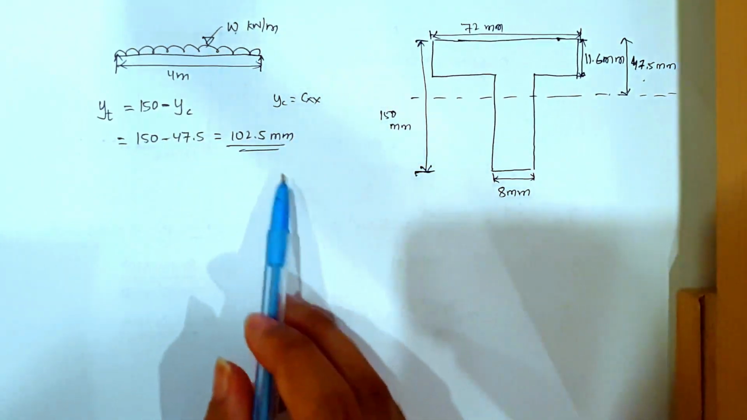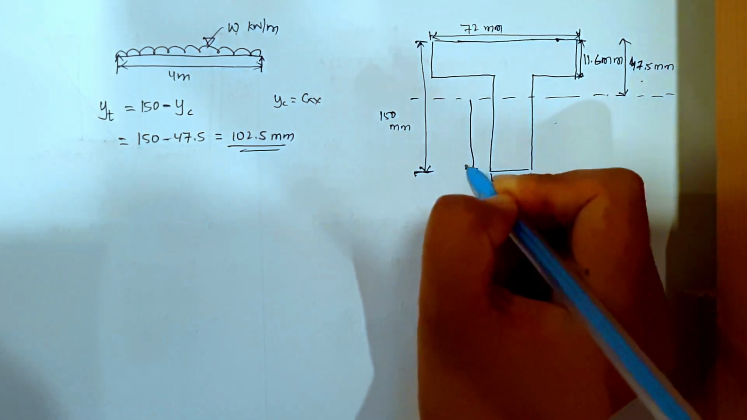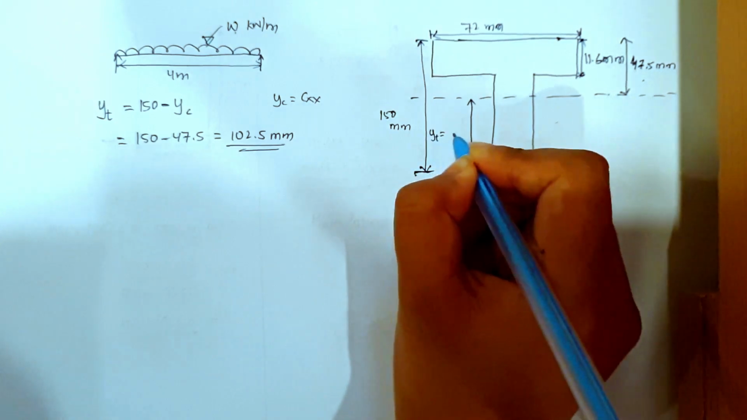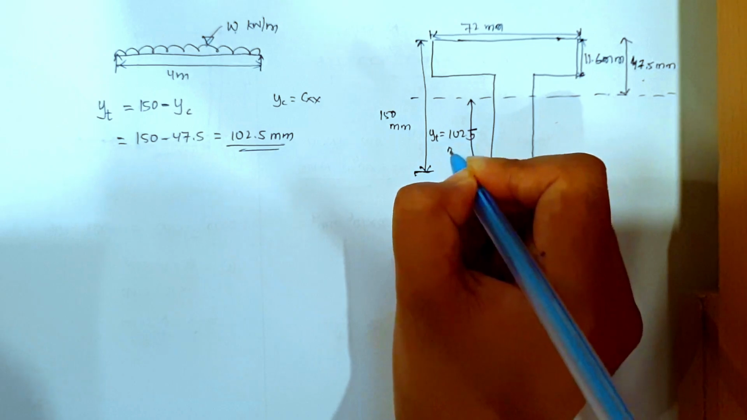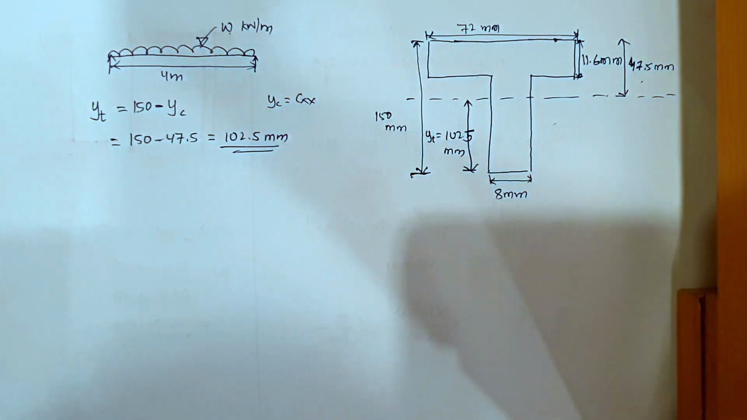Now where does this 102.5 lie? It lies at this span here, which is yt span. So yt here will be 102.5 mm. Okay, now we have found this value.